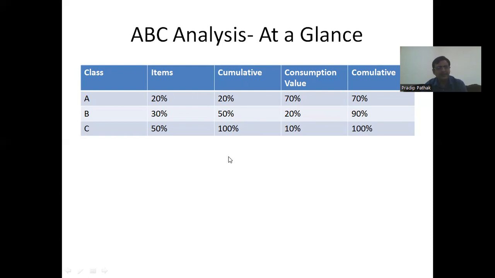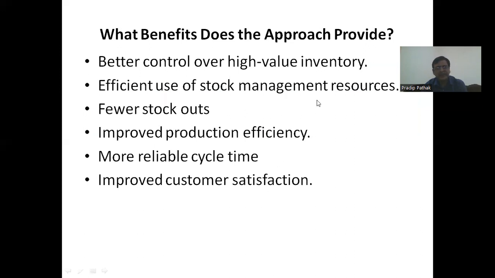Okay, what benefits does the approach provide? The ABC approach benefits: better control over the high value inventory, because I have been telling you that you need to have better control. Efficient use of stock management. Stock outs will not happen because you have taken note of it. Production efficiency will increase. Reliable cycle time and improved customer satisfaction. Why is the customer satisfied? Because you have been able to maintain your inventory and you are not giving the customer any chance to return without receiving the items. Okay, these are some of the benefits of this approach.